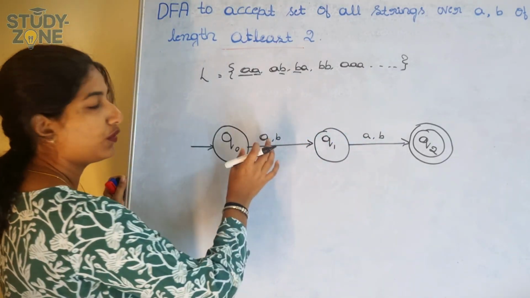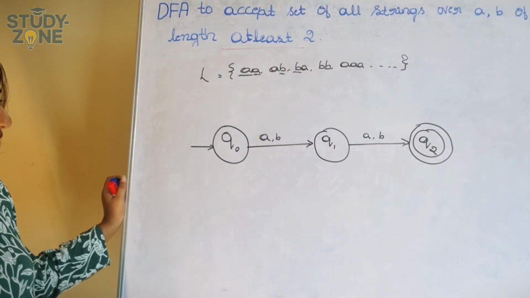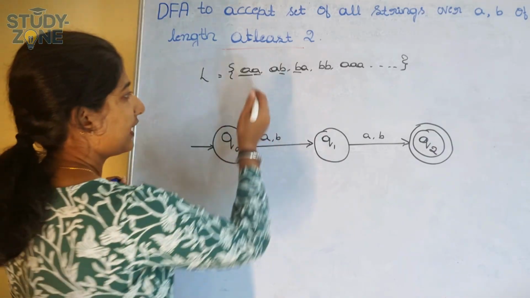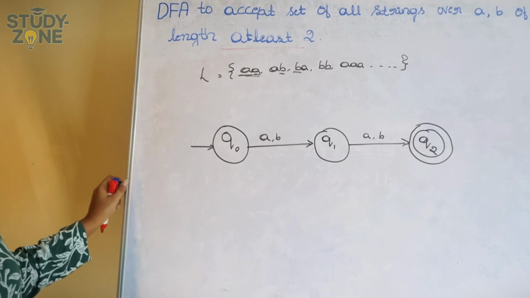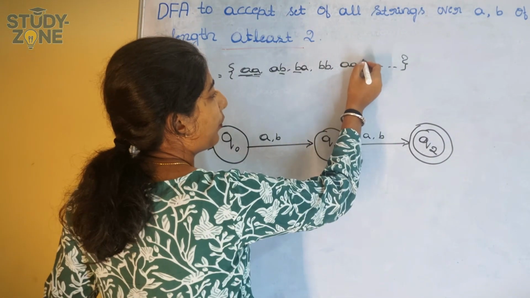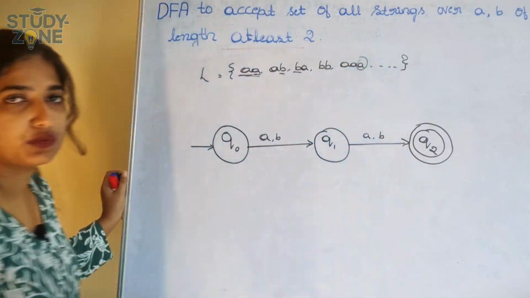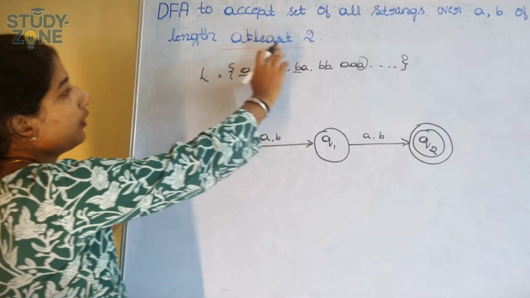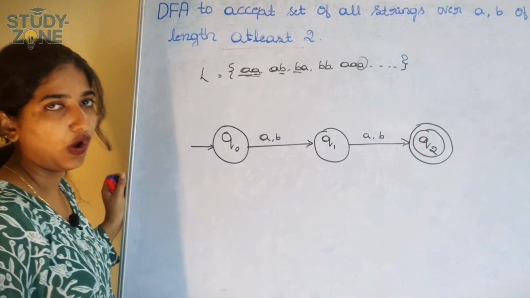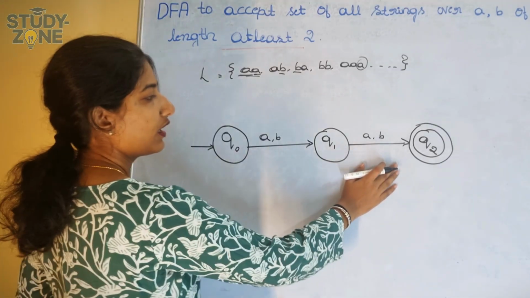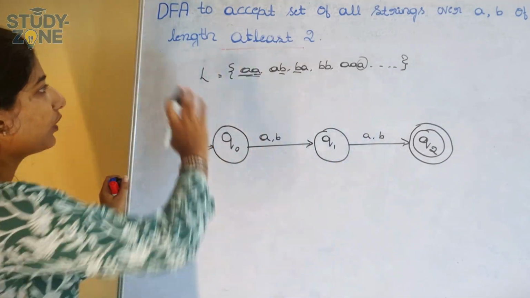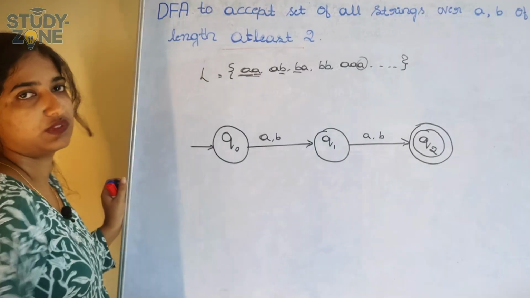So it can be moved to next state on A or B. Now let's take this example. A is done. Now here if I have one more A, what should I do? 2 or more number of A or B. So it should get accepted, right? 2 is already done. So our only goal is length at least 2, that is done.